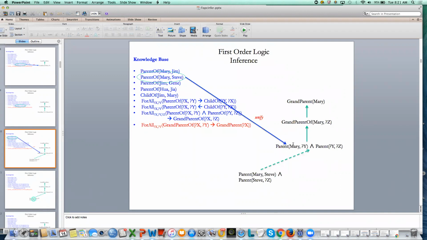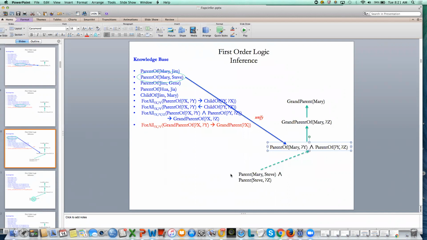We can match it to parent of Mary Steve here. And this unifies. So Mary is an exact match, those constants match, and we can bind y to Steve. And then this becomes identical. And then we apply that y value substitution throughout. And so Steve is substituted for y here.